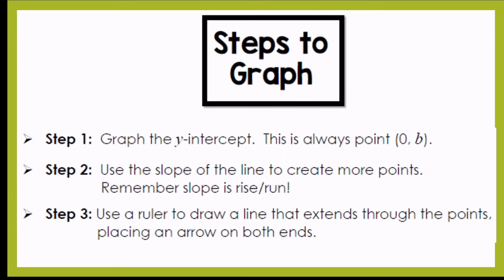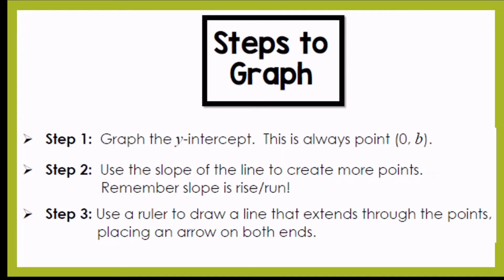So there's a couple steps to graph this. First, we graph the y-intercept. That's where we always want to begin. That's why it's a B, okay? And remember, the y-intercept is where x is 0. So whatever that b value is, that's where we go and put a point on the y. Then we use the slope to count a rise and then a run.